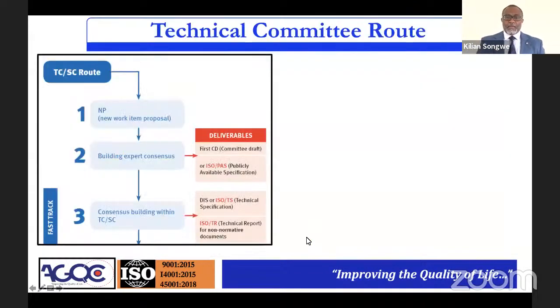So the technical committee route for developing a document, and this is important to know as we are talking about a new and a potential fourth edition to the ISO 15189 for medical laboratories, requirements for quality and competence. Traditionally, before you get a new product, in step one you have a new work item proposal, which is presented. Then there's the building of the expert consensus.